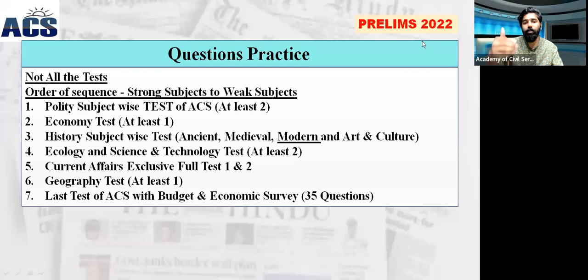And also the last test series of ACS, that is the previous test we have included budget related questions and economic survey related questions. Around 35 questions were included from the budget and economic survey in the last ACS full test. So you can also revise the last ACS full test with regard to budget and economic survey, by practicing or revising the same test series you have attended.